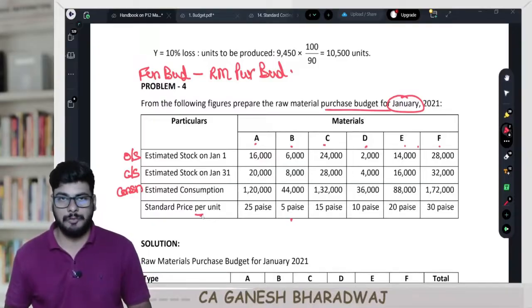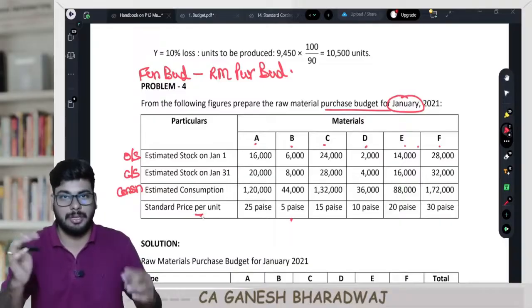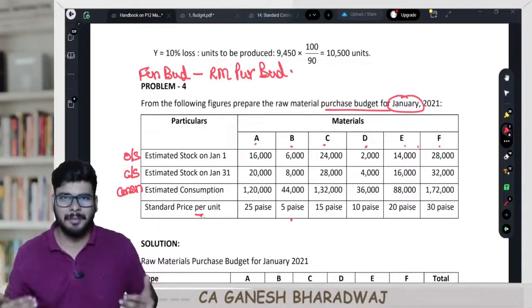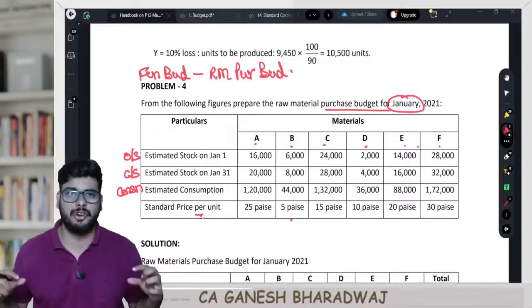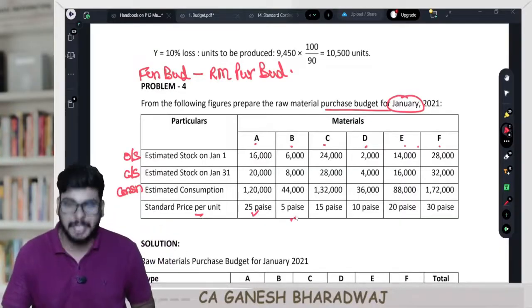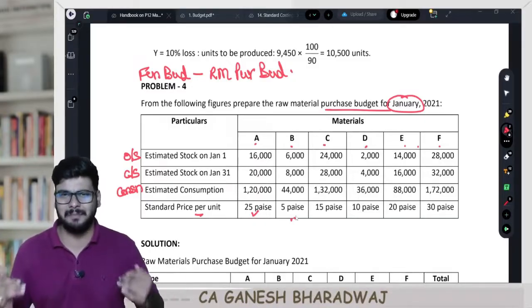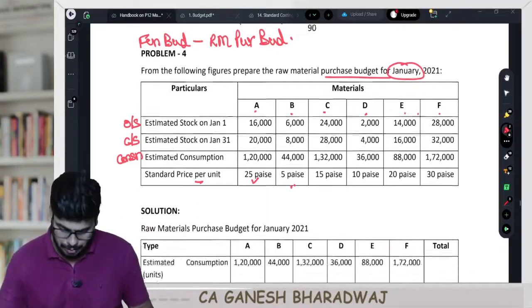Now, first what we need to do is get raw material consumption plus closing stock. That's going to be the total raw material requirement, minus opening stock. That is going to be your raw material purchase. So you will get it first in units, multiply it with the respective cost. Now you will get what? The raw material cost budget. As simple as that. That's about it, guys. Clear with this? Now look at this.